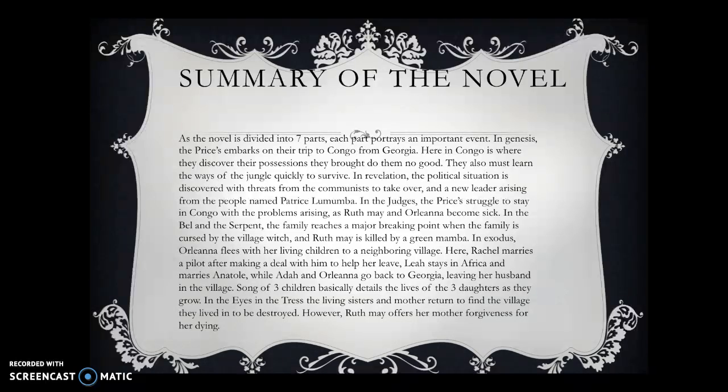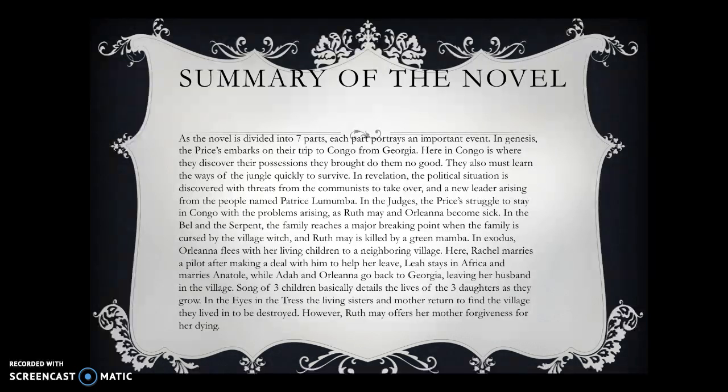In Revelation, the political situation is discovered, with threats from the communists to take over and a new leader arising from the people named Patrice Lumumba. In the Judges, the Prices struggle to stay in Congo as problems arise, with Ruth May and Orleana becoming so sick that they must stay in bed.